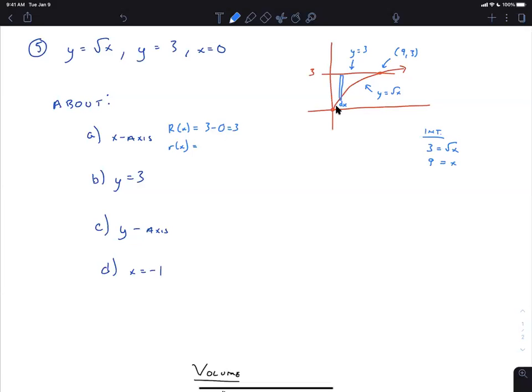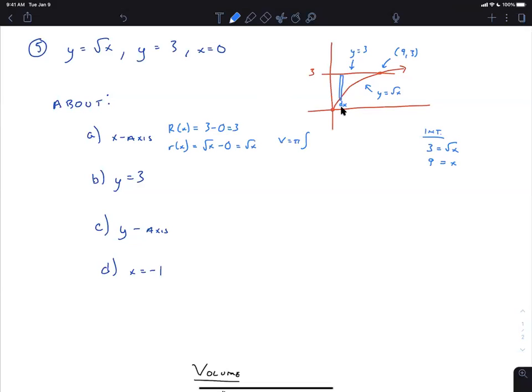The small radius, little r of x, is the distance from the closer end of the rectangle to that line. The closer end is here, the line is here. So that's again top minus bottom. The top y is square root of x, the bottom y is 0. So we get square root of x minus 0, which is square root of x. And then the volume there is pi times big R squared minus little r squared.